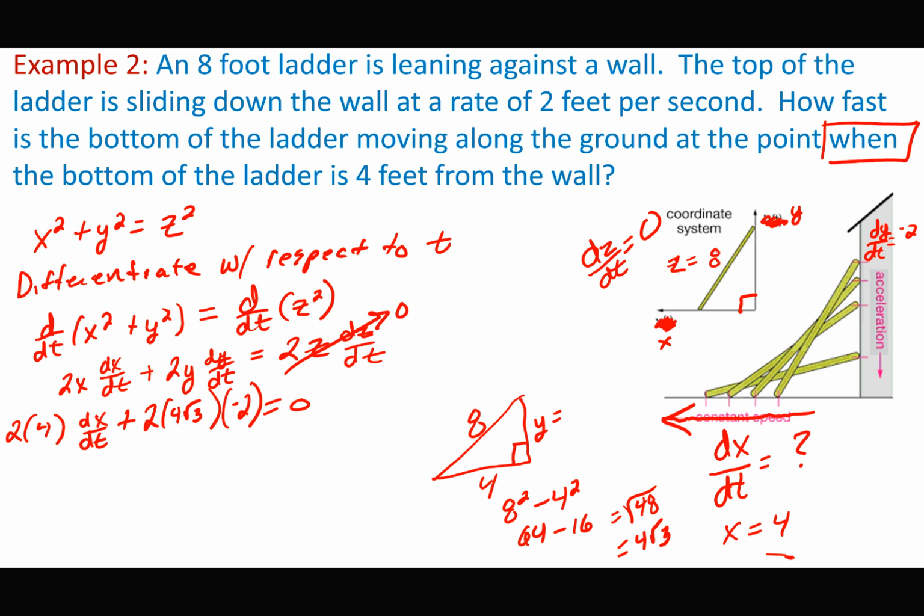dy/dt we know is a negative 2. So now I have one equation with one unknown that will tell me what dx/dt is. And so this would be negative 8 times 4. So we can work this one out. So we end up with, I'm going to move it to the other side, it'd be 16 root 3. 2 times 4 is 8. So dx/dt is equal to 16 root 3 all over 8, which we could simplify to just be 2 root 3. And it's a rate. So in this one, it's feet per second.